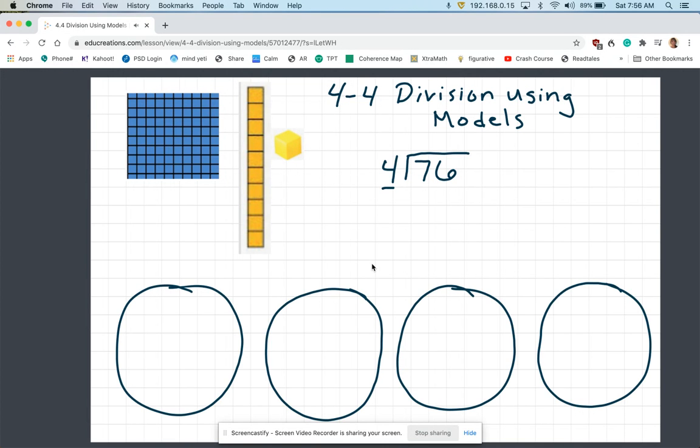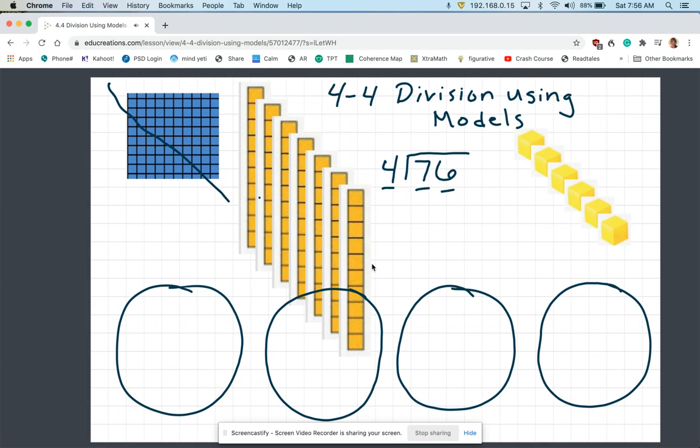Okay, so now we need to build our number 76. Do we need any hundreds for this? No, we don't need any hundreds for this. But we do need how many rods? We need 7, and we need 6 ones. Okay, so there we go. I've got my 7 tens and my 6 ones. Now I just get to start passing them out.